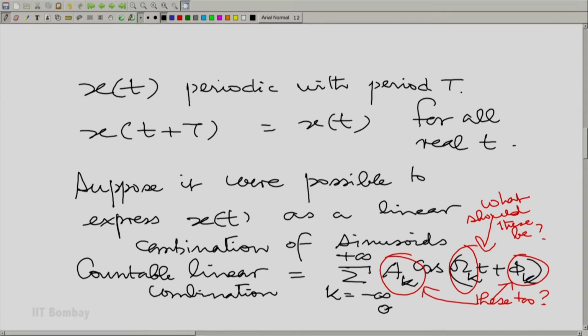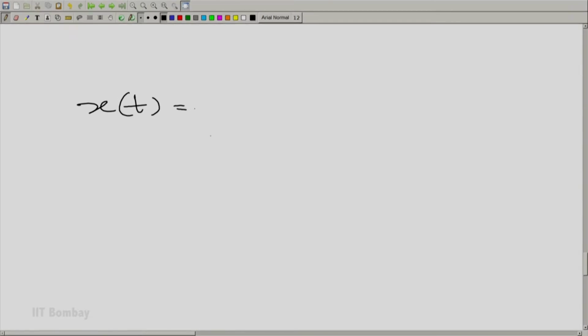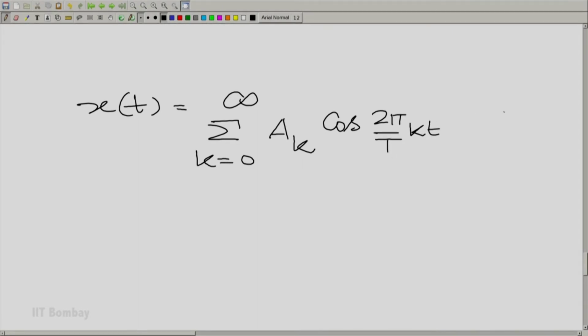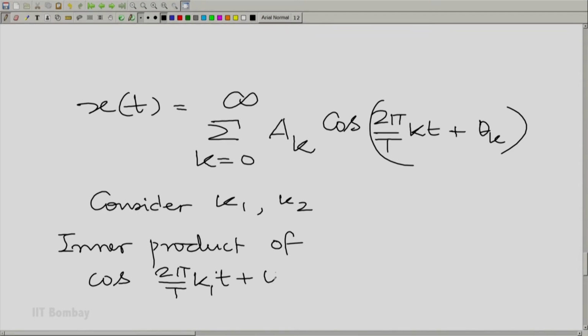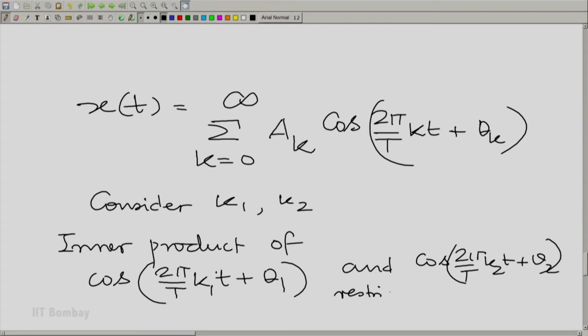Now, let us write that down formally again. Essentially we are saying x(t) is of the form summation k going from 0 to infinity of a_k cos((2 pi by T) k t plus theta_k). And now let us ask a question about these sinusoids. Let us take two different k, and let us take the so called dot product or inner product of cos((2 pi by T) k1 t plus theta1) and cos((2 pi by T) k2 t plus theta2), but restricted to the interval from 0 to T.